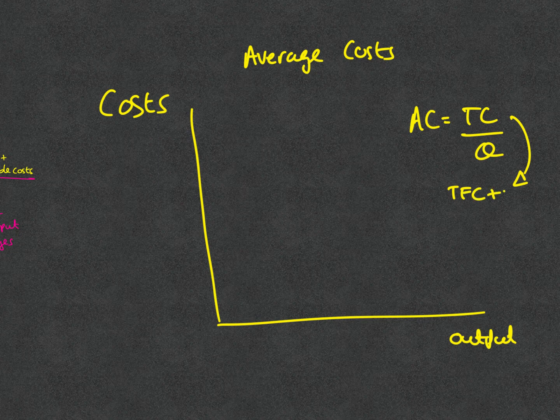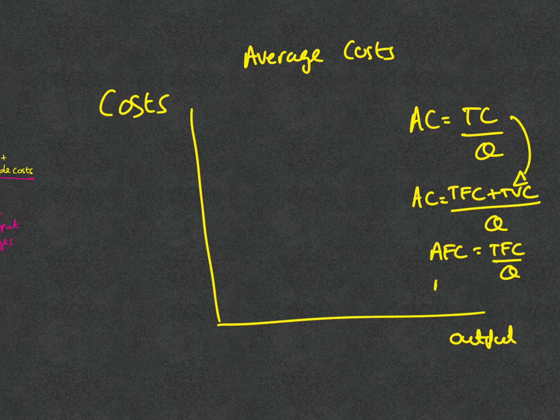We could take that a step further by saying that total cost we already know is total fixed cost plus total variable cost, and therefore the average cost can be broken down into total fixed cost plus total variable cost over the output. Now, if we go ahead and look at the average fixed cost, well, we know what the total fixed costs are already. So all you would do again is divide that by output, and the same thing for the average variable cost. You take the variable cost and divide it by output again.